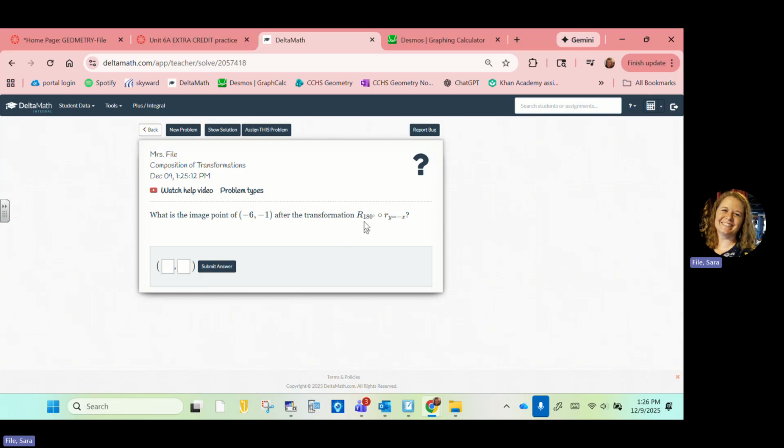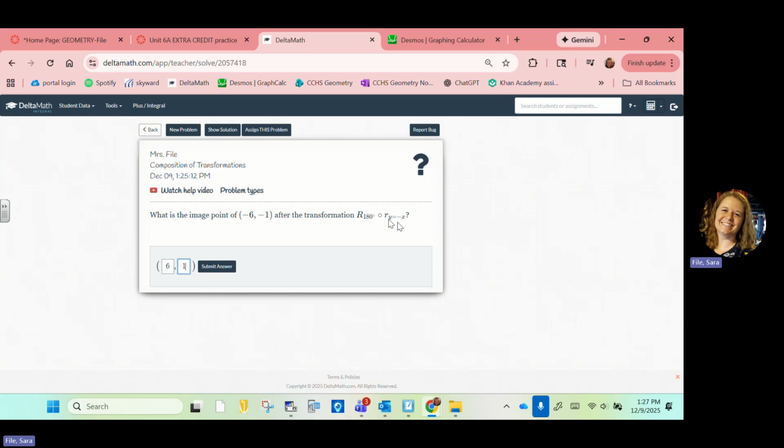Okay, so it says rotate 180. And 180 actually doesn't matter if it's clockwise or counterclockwise. So, 180 degree rotation. That rule says to change the sign of both x and y. Okay, so this is not my final answer. This is just momentary. So that would become 6, -1, right? Okay, so after the rotation, we're at 6, -1. Now we want to reflect over the line y equals negative x.